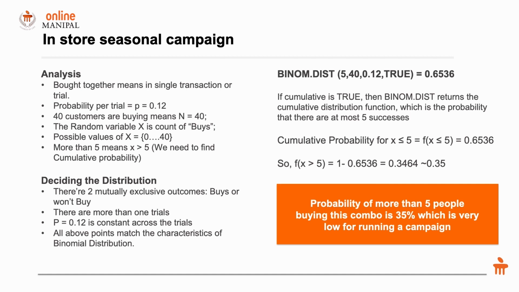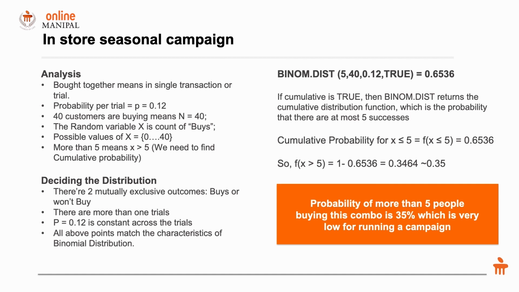First up, let's analyze the data. We have the data that 2 products are bought together in a single transaction, which we call a trial. The probability of 2 products being bought is 0.12, 12%. 12 divided by 100 gives us the probability of 0.12, and it is constant across all the trials. Now 40 customers are going to buy a product, which means the number of trials is 40. The random variable x is the count of buys. So the variable can take values from 0 to 40 because that is the number of our trials.